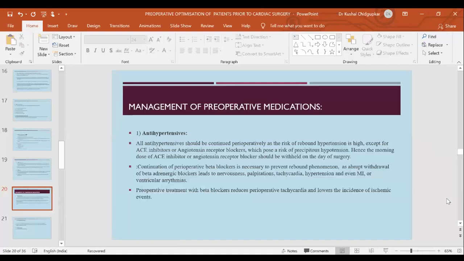But for patients undergoing cardiac surgery, patients suffering from coronary artery disease, most of them, 90% of patients will be on beta blockers, and you should continue to administer beta blockers to them. Okay? Yes, sir. Right.